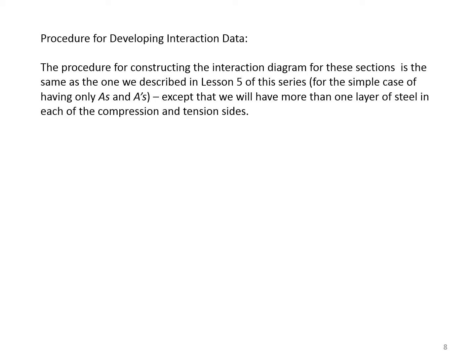Procedure for developing interaction data. The procedure for constructing the interaction diagram for these sections is the same as the one we described in lesson 5 of this series. In that lesson, we talk about the simple case of having only AS and A prime sub S. However, in this case, we will have more than one layer of steel in each of the compression and tension sides.